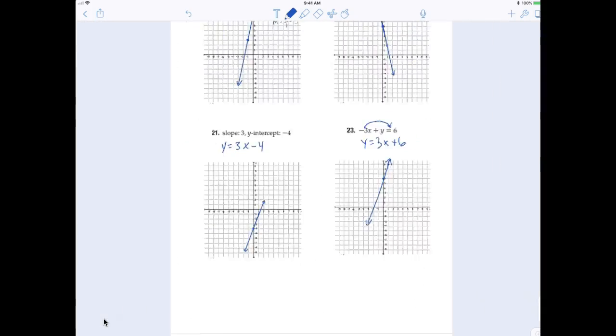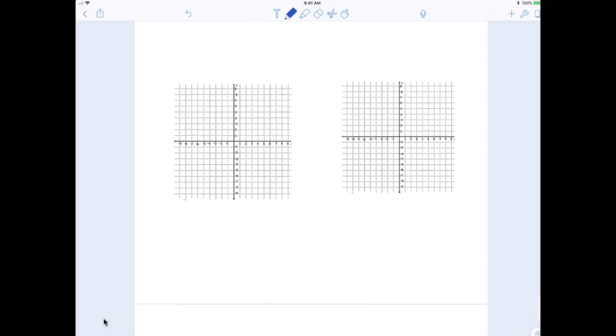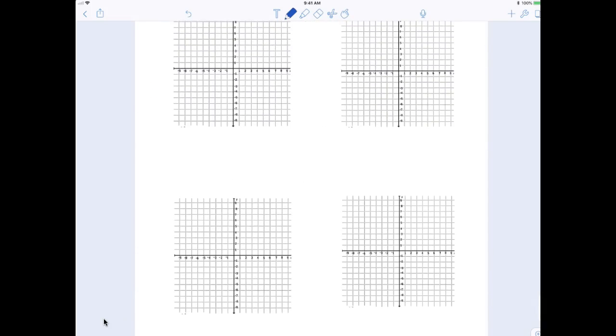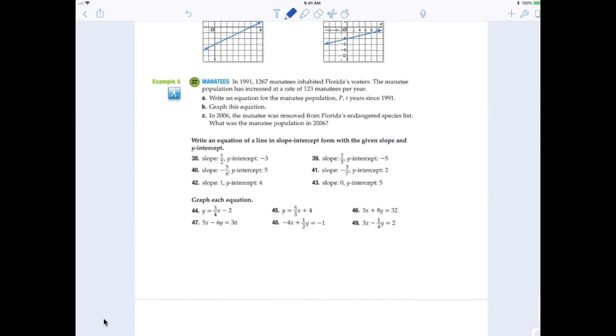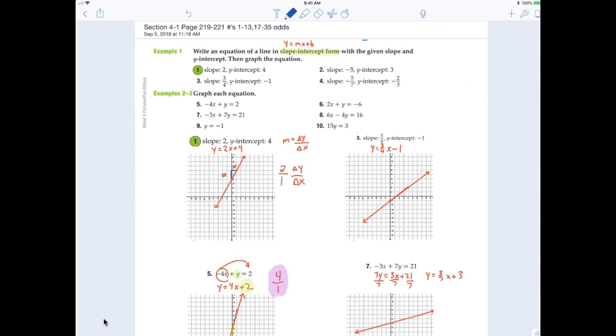Super, super important. So I'm going to leave you alone. Now, if you run out of graph paper, does everybody realize you can duplicate the page? Right. Okay, so I think I left enough graph paper on there. Listen, I really just wanted you to go through 1 through 13, and 17 through 35 odds, and then tomorrow we're going to go back and do the evens.